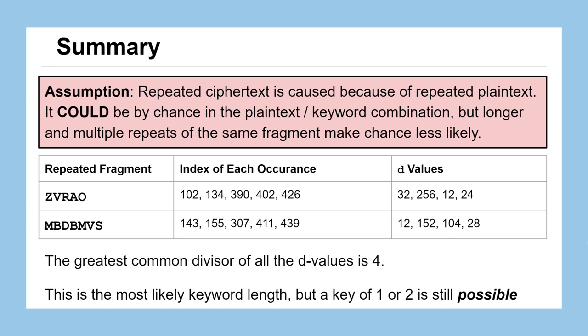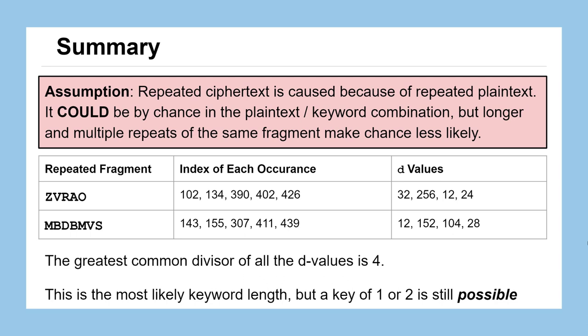But it could be other ones. There are other values that would divide those 8 numbers. They're the numbers that also divide 4. So 1 or 2. Now, we know a key with a length of 1 in Vigenere is really just a Caesar cipher. So that's probably not what was used here. And a key with a length of 2 is not very secure. So again, it's another good assumption, especially when the value is this small, that the greatest common divisor of all the values of D is the most likely candidate for the length of your keyword.